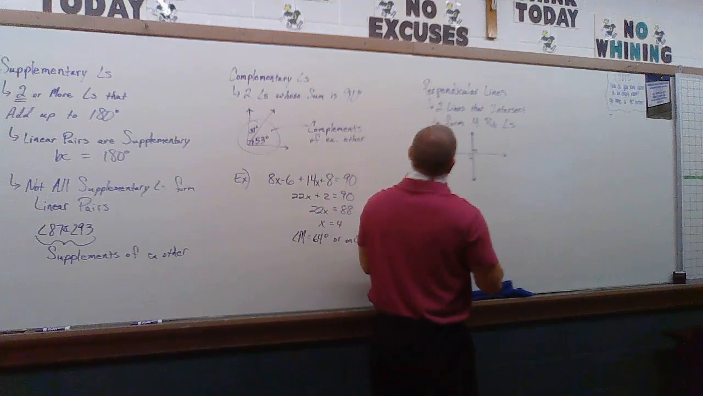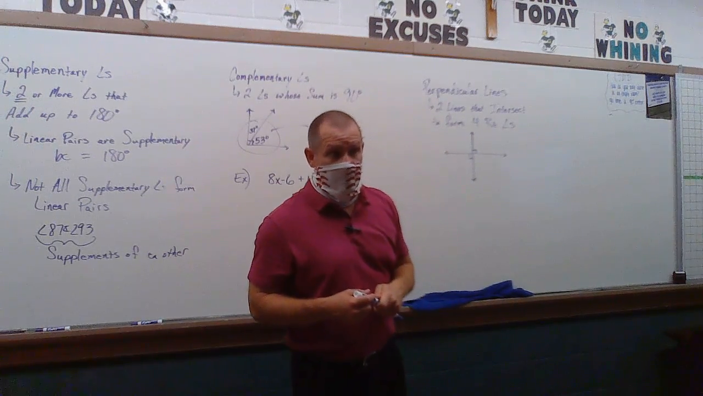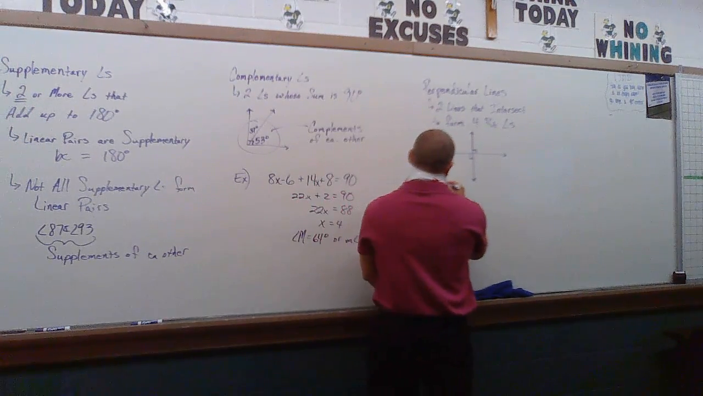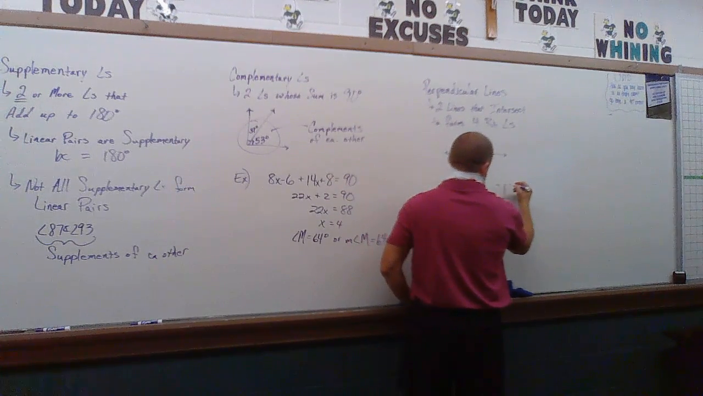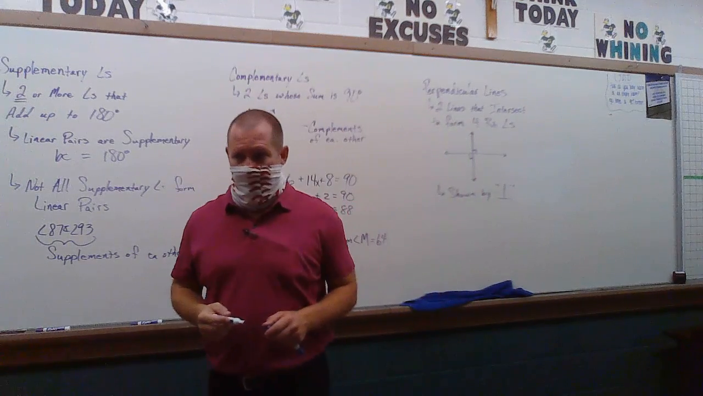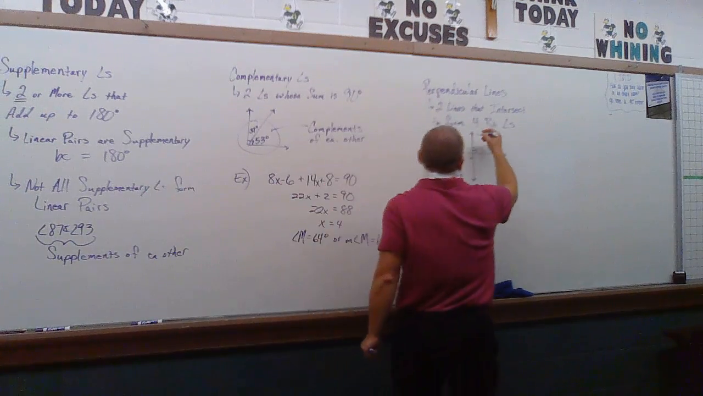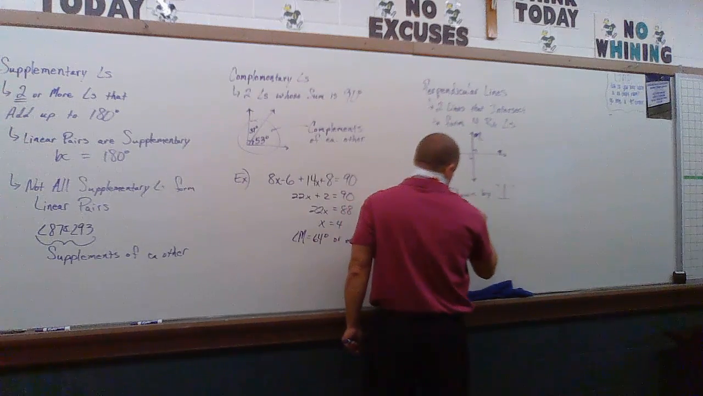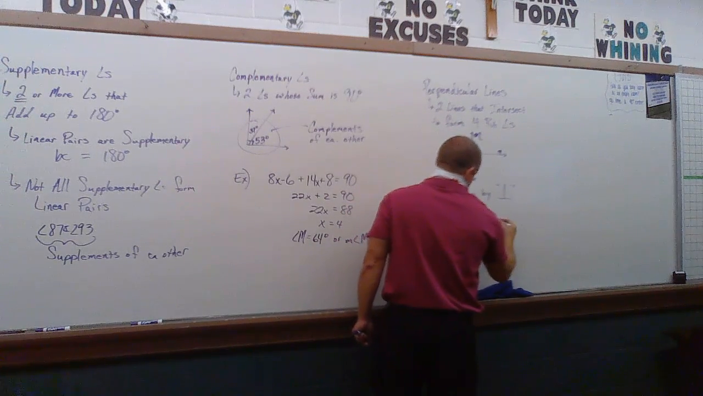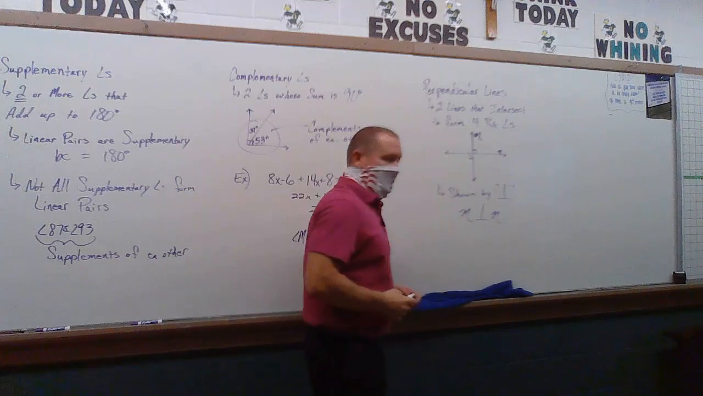Okay. What's the symbol for perpendicular? Yep. Shown by an upside down T. So if we came back here and said that this was M and this was N, I would say line M is perpendicular to line N.